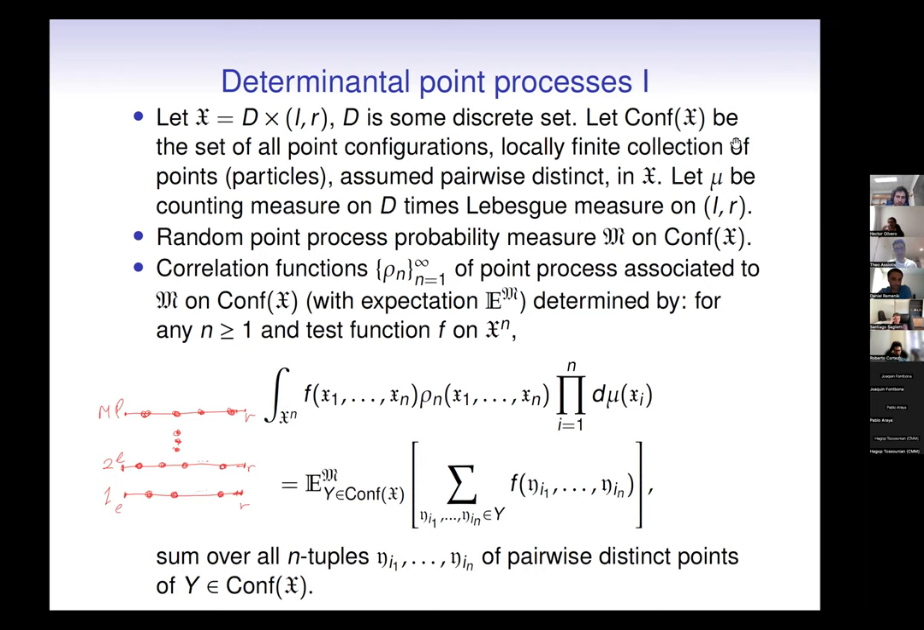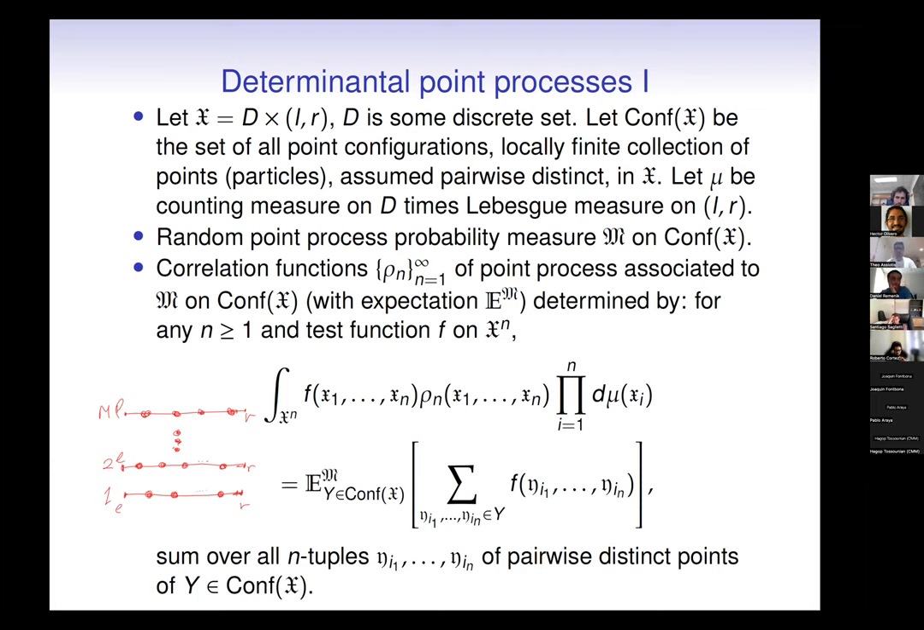The things I'm interested in are Conf(X), which is basically the set of all point configurations. It's just collections of particles, if you like, collections of points that are assumed pairwise distinct in X. For example, this is one point configuration. You can endow this X with some counting measure times the Lebesgue measure and so on. Let's not worry too much about that. And then you can put some Borel structure on Conf(X). Basically, a random point process is just a probability measure on Conf(X).